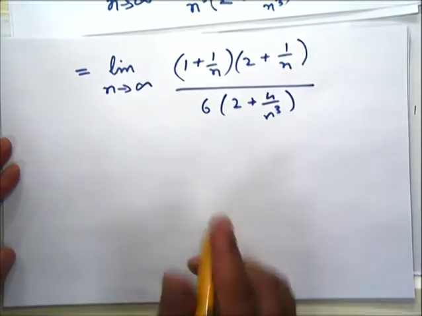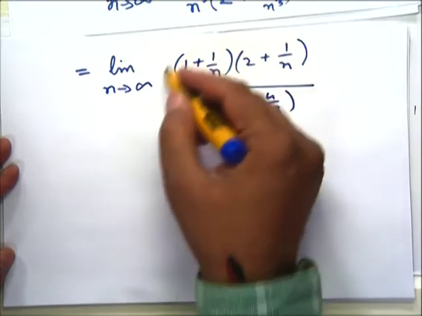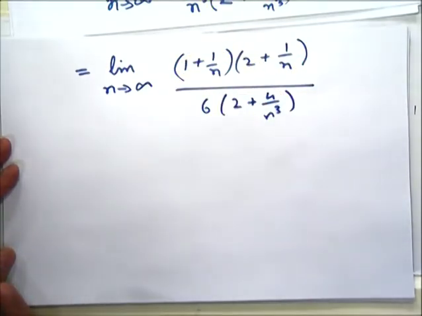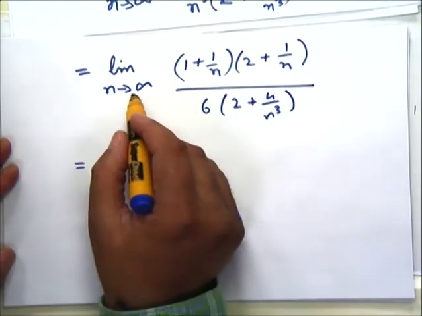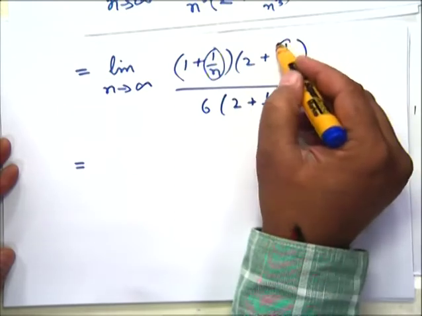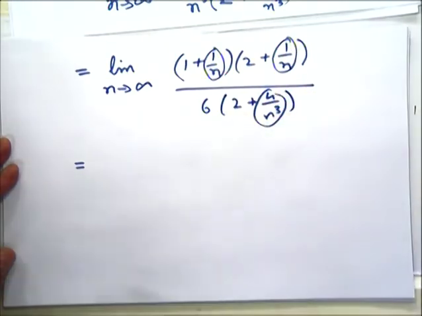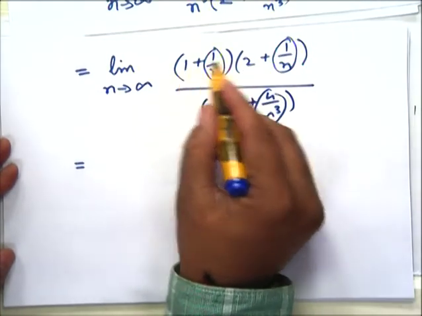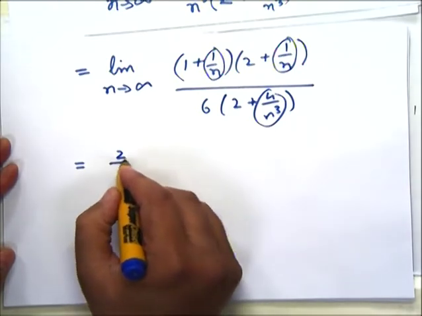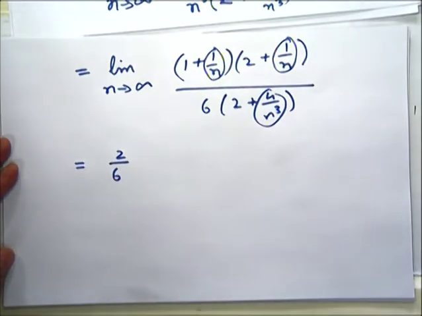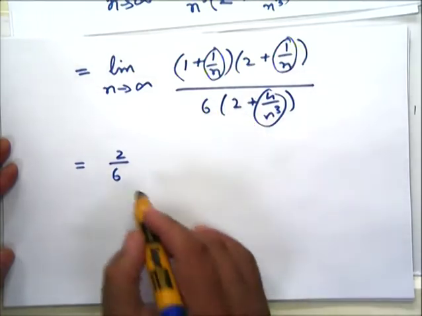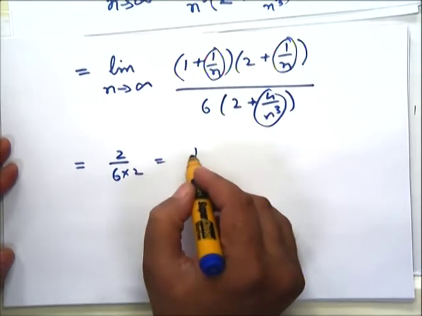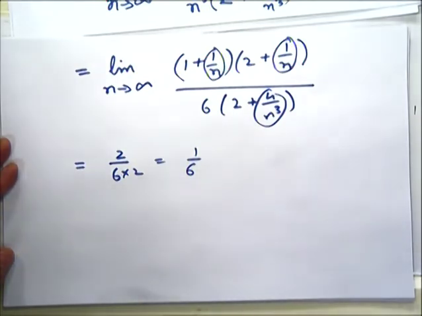So this is our expression. Now we apply n tends to infinity. So this will be 0, this will be 0, and this will be 0. So what will be in the numerator? 2 and 1, and in the denominator it is 6 into 2. So the answer is 1 upon 6. Okay, so this is our answer.